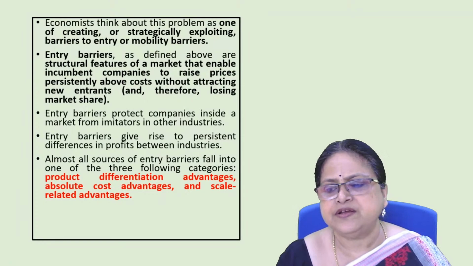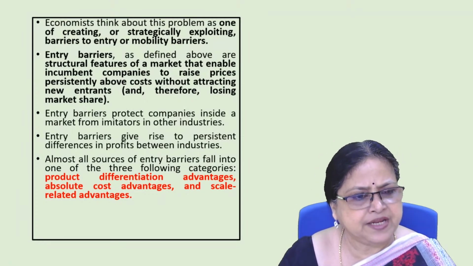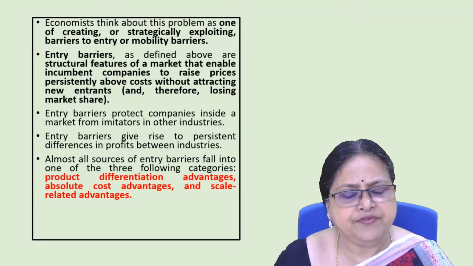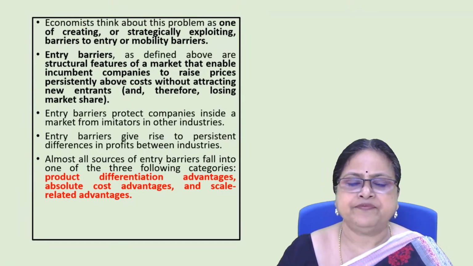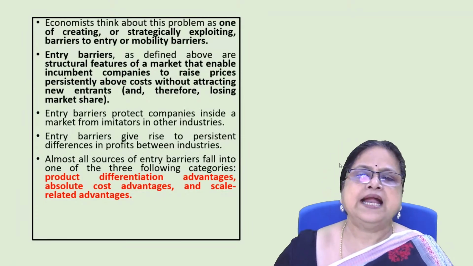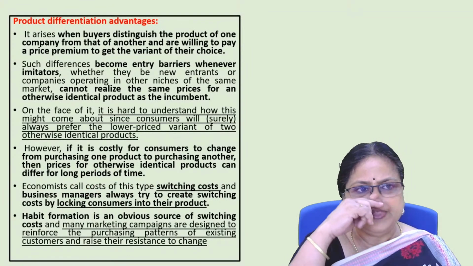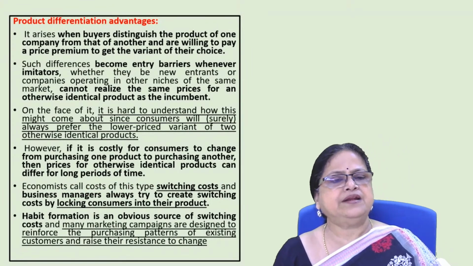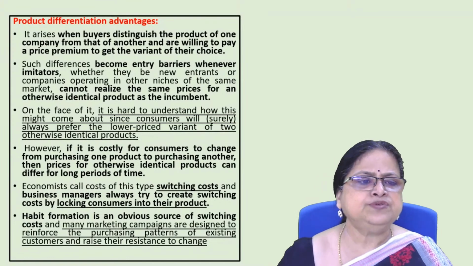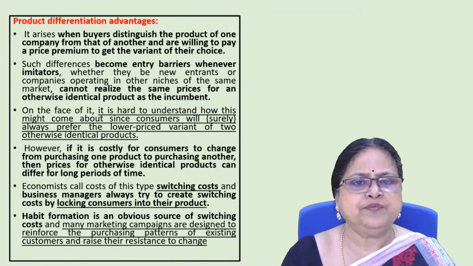Entry barriers fall into one of the three following categories: product differentiation advantages, absolute cost advantages, and scale related advantages. This I have discussed a little bit, that is product differentiation advantages. You just go through it. We have already discussed it in some form or other.